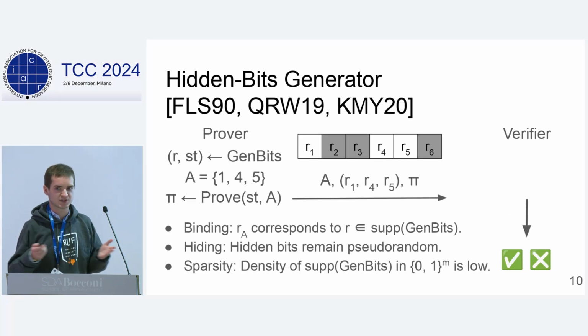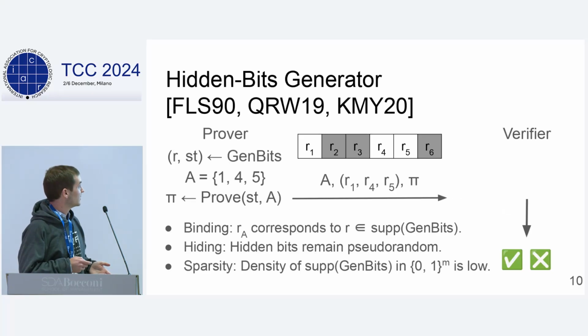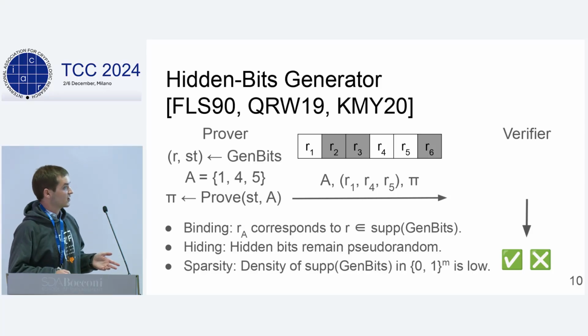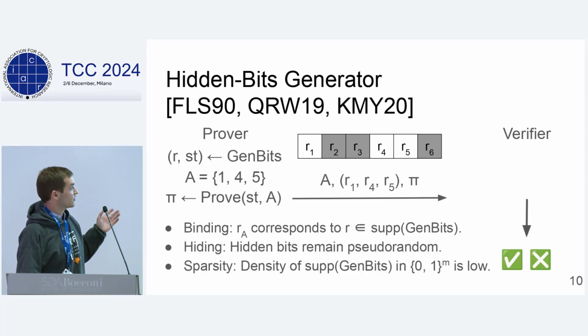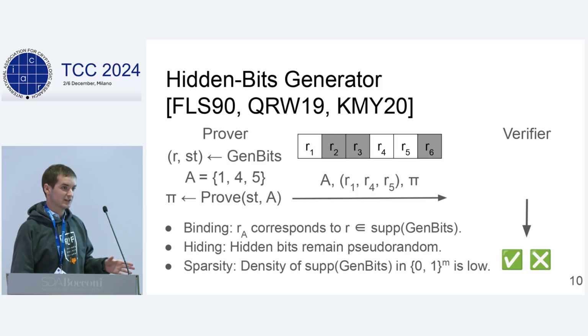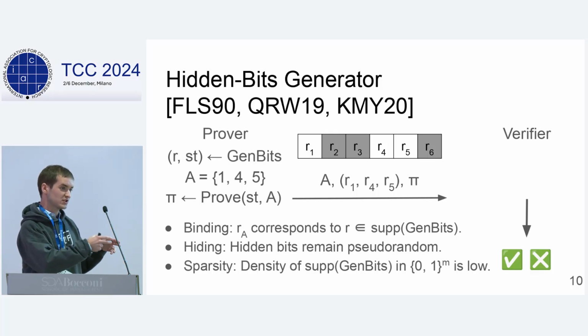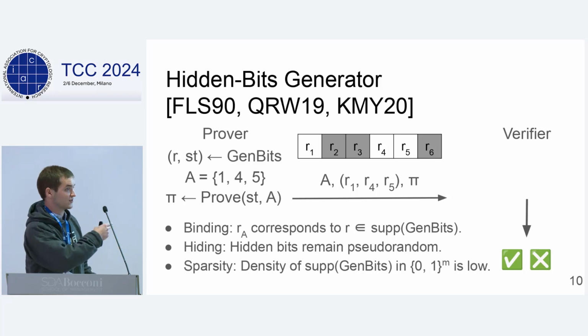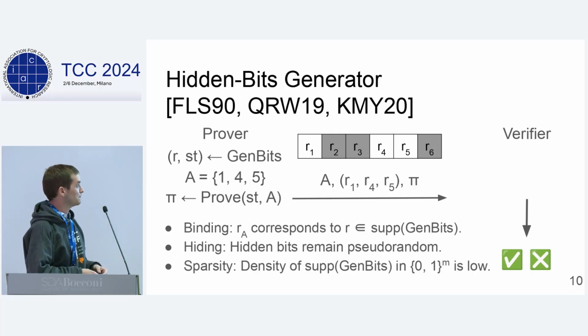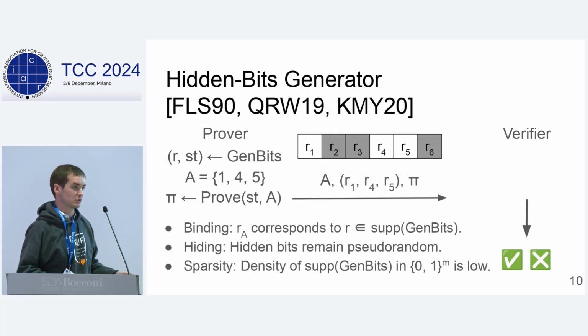So what is this thing? What is this hidden bits generator that we're trying to build? A hidden bits generator is a protocol where a prover is going to generate a hidden bit string. It's going to choose some subset of the indices of that string to reveal to the verifier, and it'll send those bits along with a proof to the verifier. And then the verifier can either accept or reject the proof.